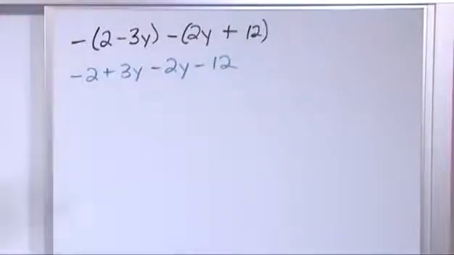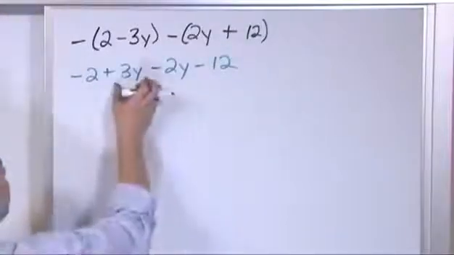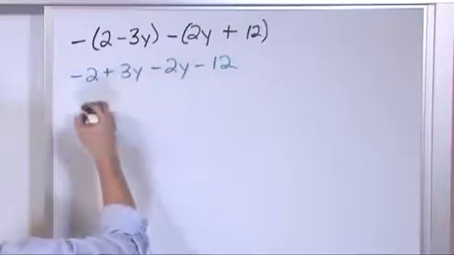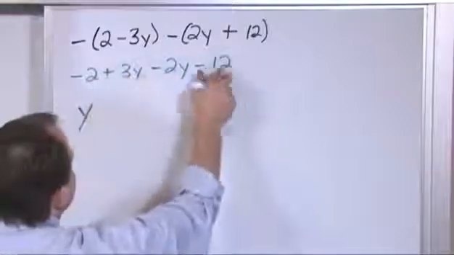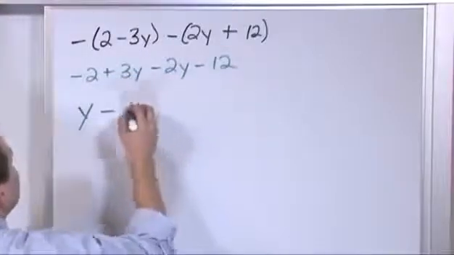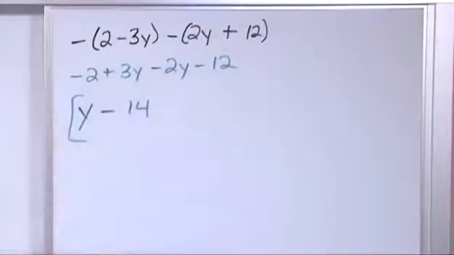Now we look for variables that we can collect like terms. We have positive 3y, negative 2y. That's going to give us y. We have negative 2, negative 12 is going to give us negative 14. So the answer to that, guy, is y minus 14.